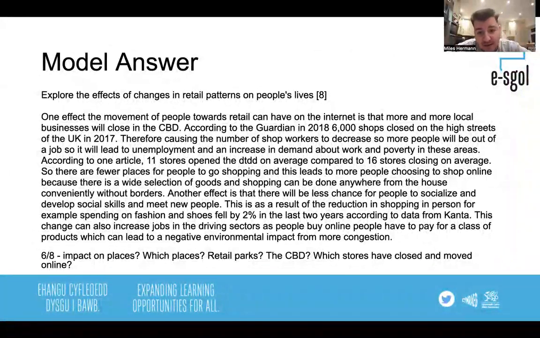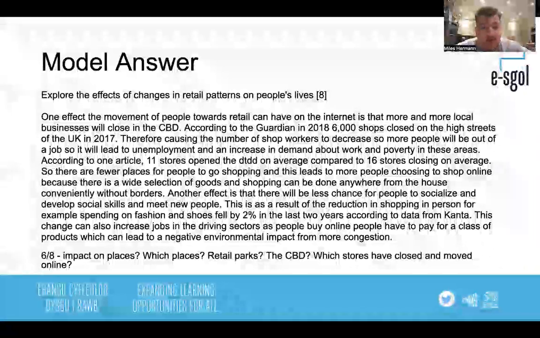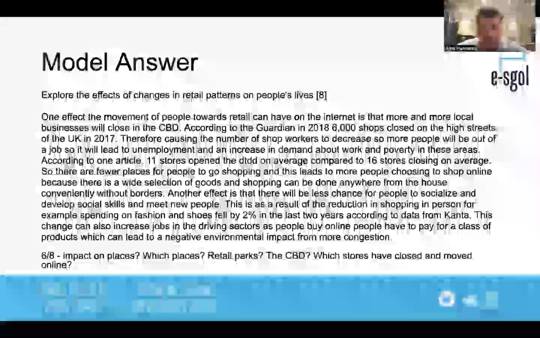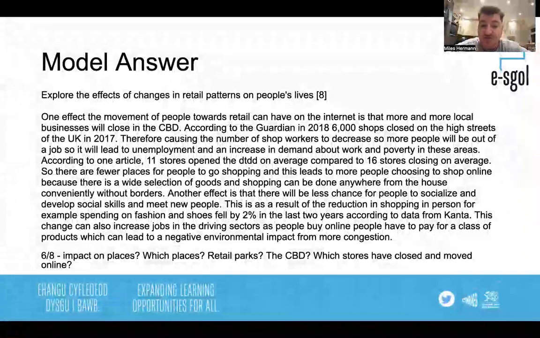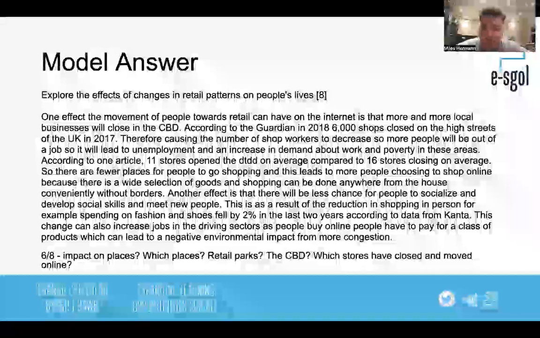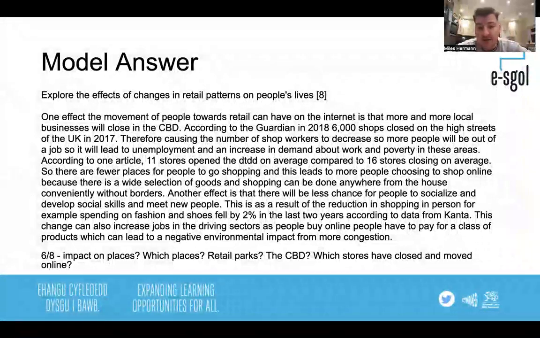Another effect is that there will be less chances for people to socialise and develop social skills and meet new people. This is a result of the reduction in shopping in person. For example, spending on fashion and shoes fell by 2% in the last 2 years, according to data from Kantar. This change can also increase jobs in the driving sectors as people buy online to pay for a class of product, which can lead to a negative environmental impact from congestion.